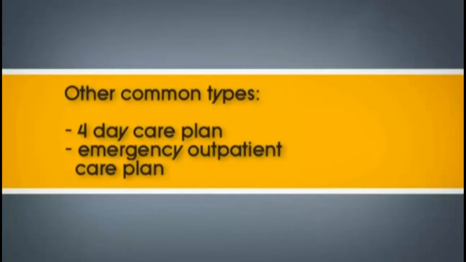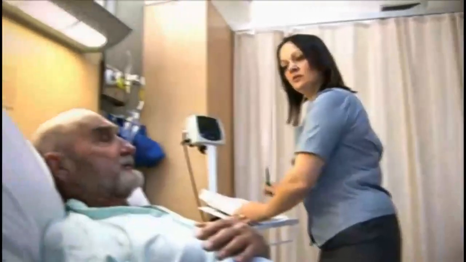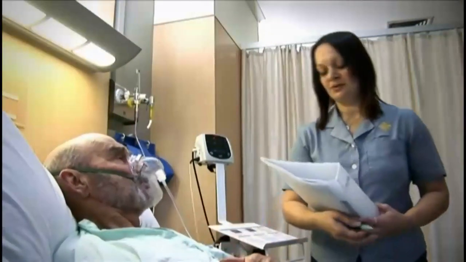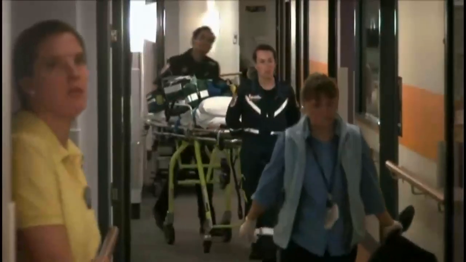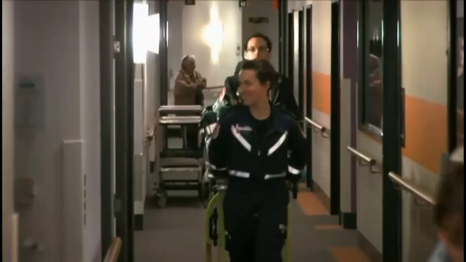Other common types of patient care plans include the 4-day care plan and the emergency outpatient care plan. The 4-day plan is for short-stay patients needing minor procedures or treatments, as well as monitoring post-treatment and pain management. Each facility usually has its own unique 4-day care plan. Emergency care plans are usually created from a generalised admission form with the input of triage care.